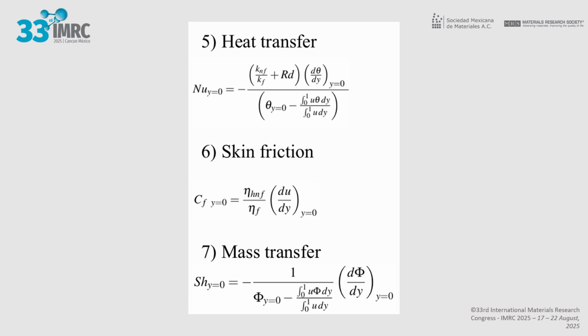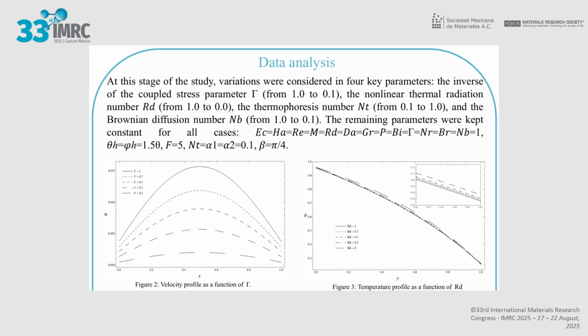Mass transfer. Mass transfer in the system can be quantified using the dimensionless Sherwood number, which represents the ratio between convective transfer and diffusive transfer of matter. This number is analogous to the Nusselt number in heat transfer and allows for the evaluation of the efficiency of the nanoparticle diffusion process in the nanofluid within the channel. Data analysis.